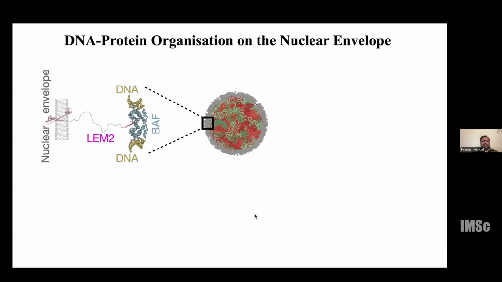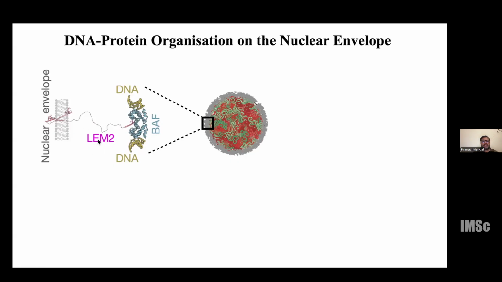Before I go forward, I want to explain how different proteins are organized on the nuclear envelope. If you zoom in here, what we have is the DNA, which is shown in the yellow color. The chromatin is bound to a protein called BAF. BAF is a dimeric protein which can bind DNA on both of its sides. So as a result, it can cross bridge DNA.